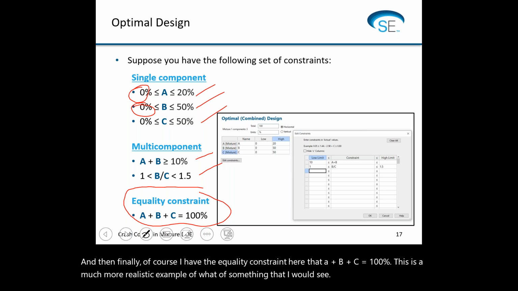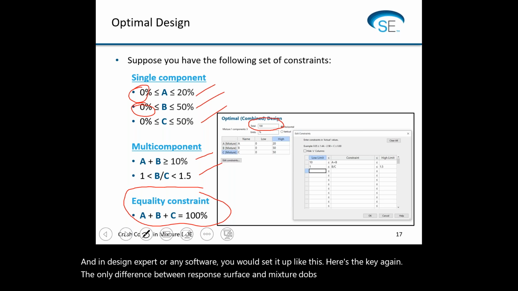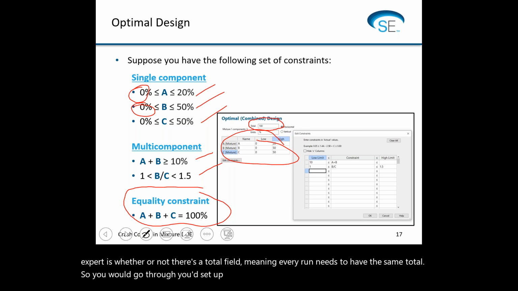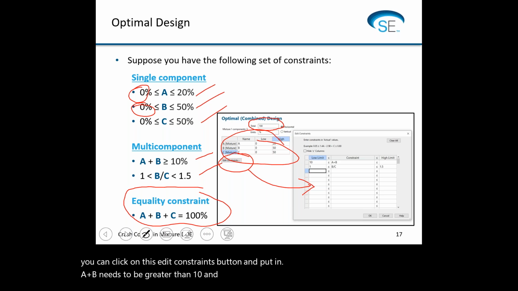And in Design Expert, or in any software, you would set it up like this. Here's the key again. The only difference between response surface and mixture DOEs in setting them up in Design Expert is whether or not there's a total field, meaning every run needs to have the same total. So you would set up your 3 components, your lows and highs, and then you can click on this Edit Constraints button and put in A plus B needs to be greater than 10, and the ratio of B to C needs to be between 1 and 1.5.